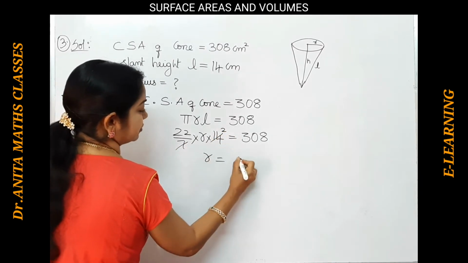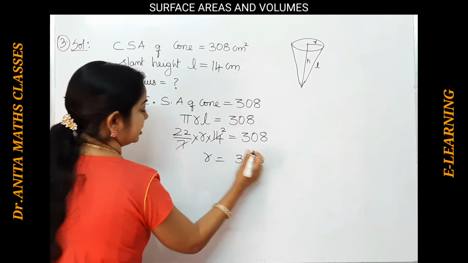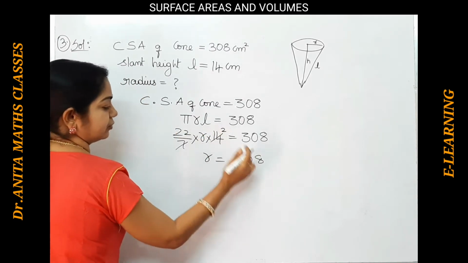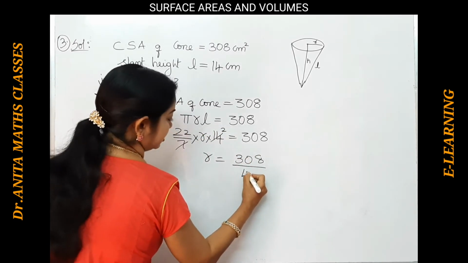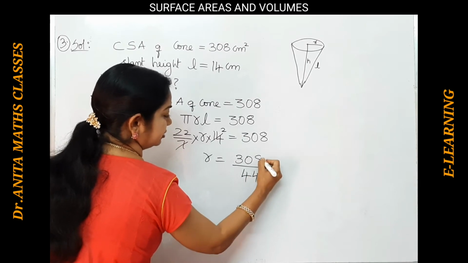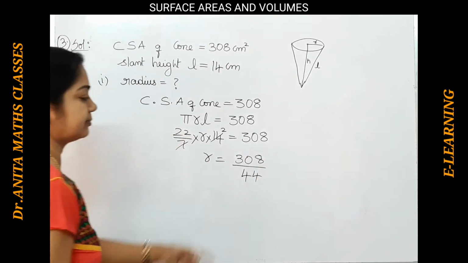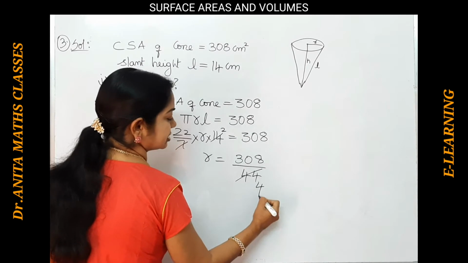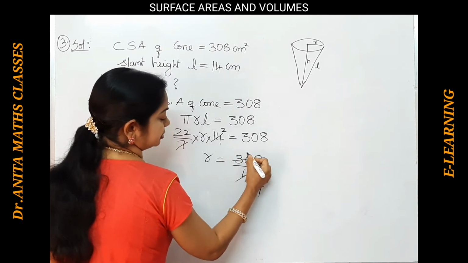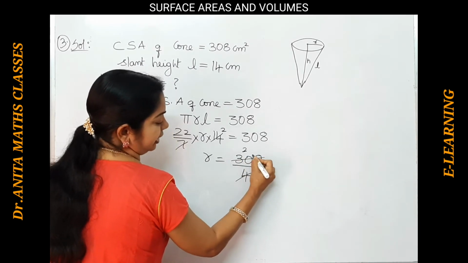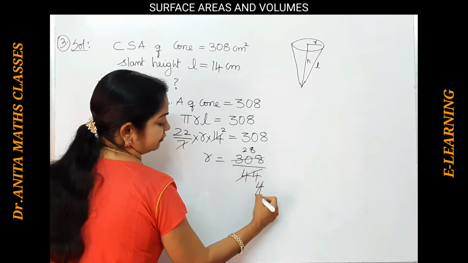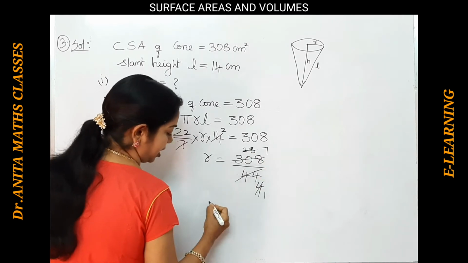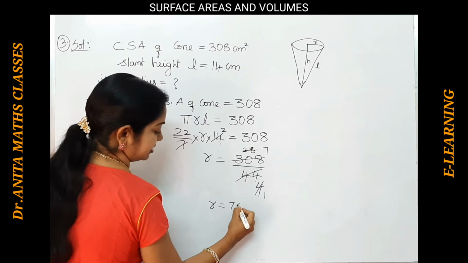So r is equal to 308. This 22 into 4, we will write it here. 22 into 2 is 44. So this comes down. So 11 fours, 11, how many times? 11 twos are 22, 8 comes here, so 11 eights. 4 ones, 4 sevens. So r is equal to 7 centimeters.